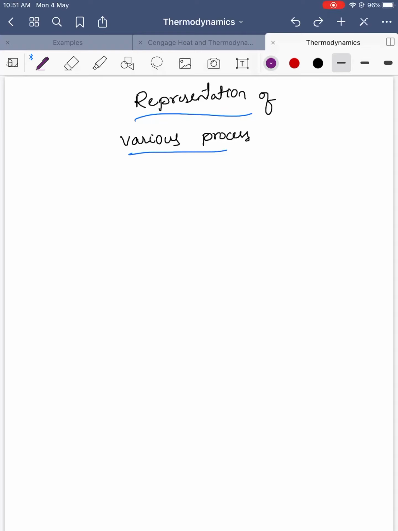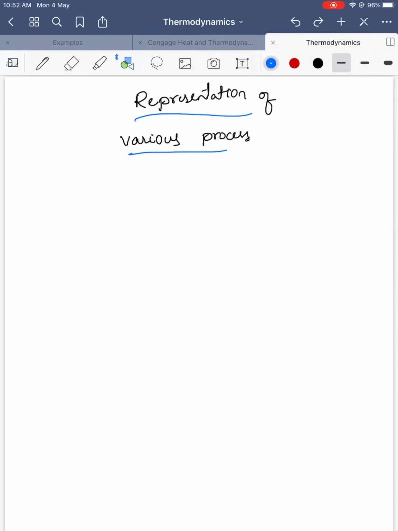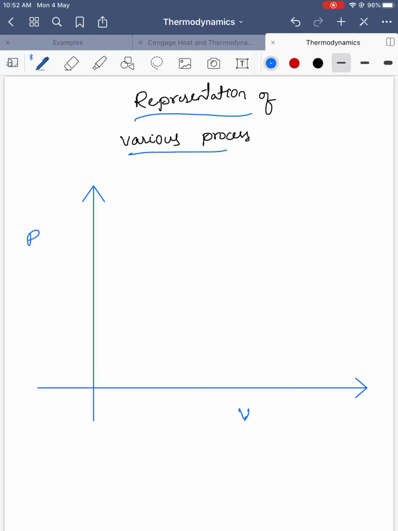Hi students, in this section we are going to represent all the processes in different types of graphs: pressure versus volume, pressure versus temperature, and volume versus temperature. Let's start with the first one. In the y direction I am considering pressure, and here it is volume.